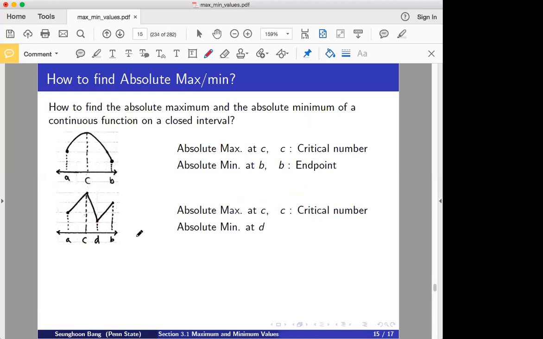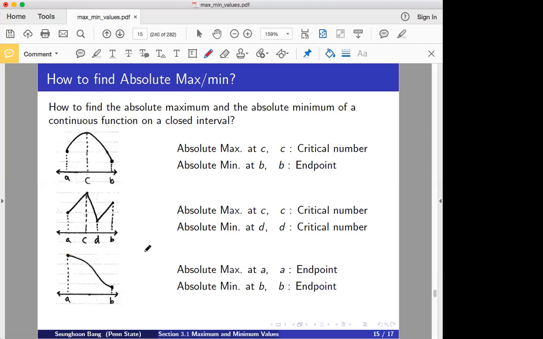We have the absolute minimum at d, same. This is a corner, not differentiable. f prime of d does not exist. d is in the domain, so d is a critical number. The last case: do we have an absolute maximum? Yes. Not a local maximum, an absolute maximum. We don't have a local maximum or a local minimum, but the absolute maximum is just the highest point in the domain. The a is the absolute maximum. The b is the absolute minimum and an endpoint.